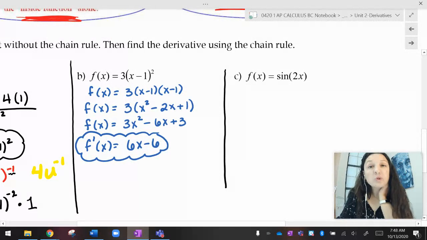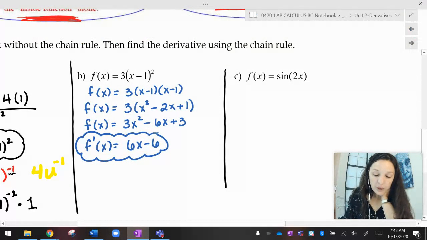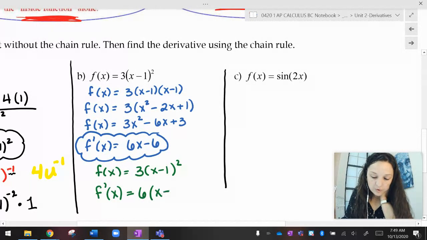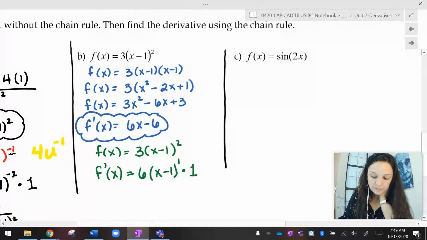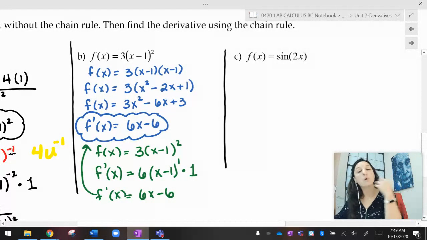That was a lot of work, though. The chain rule, one of the reasons we have it, is it reduces the amount of work that we've got to do. So if I want to take the derivative of this original setup using the chain rule, I'm going to take the derivative of the outside, which means use the power rule. So bring down the 2, reduce it by 1, and then multiply by the derivative of the inside. Well, the derivative of x minus 1 is 1. So f prime of x is 6x minus 6, which is exactly what we had before.